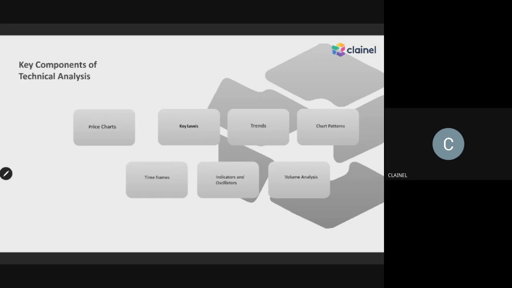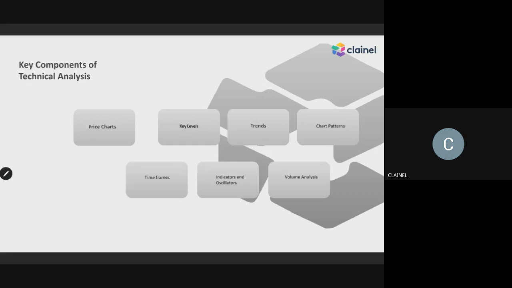So experts have what they use. Experts like me, experts like you are going to become. You're going to get used to different price charts and you're going to find out which of the price charts actually works for you. But today we're going to be teaching you the candlestick charts.